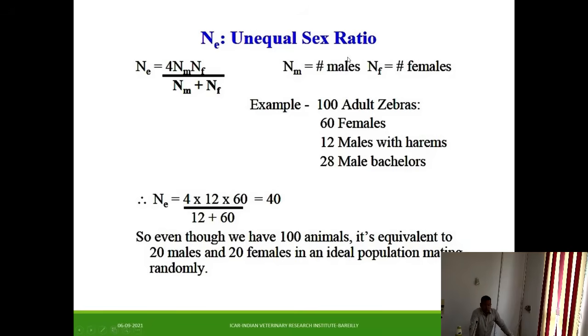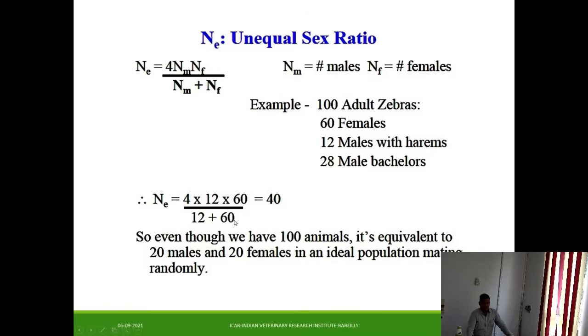If there is an unequal sex ratio, then effective size can be calculated like this. Say for example you have 100 individuals, 60 are females and 12 are males, breedable males, then how will you calculate? From here you can see that the effective population size is coming somewhere around 40 by this equation.